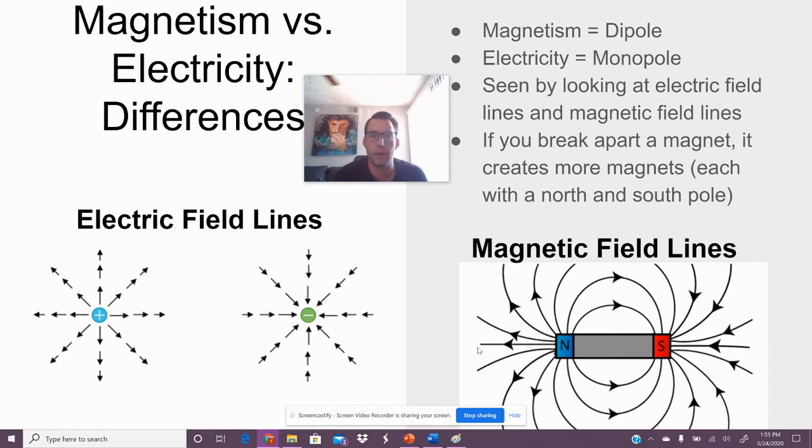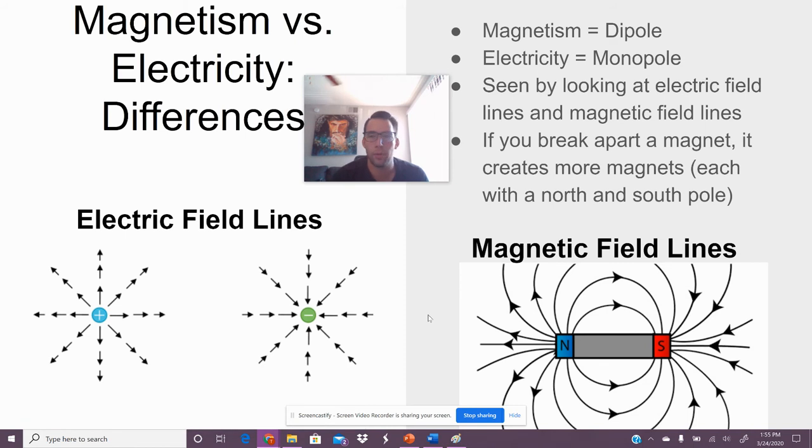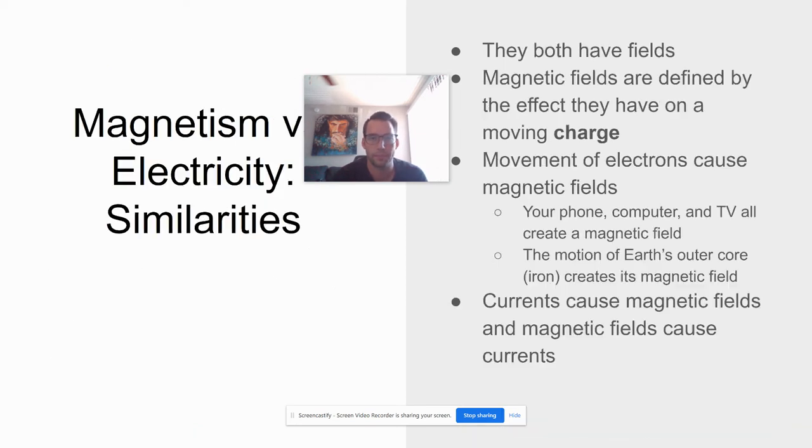Unlike electricity, where it's monopole, that means that I can have a single negative charge here. I don't have to have another positive charge. They can exist by themselves. In a magnet, they can't. Even if you broke a magnet in half, you'd still have two different magnets, both with each a north and a south pole. And you could just keep on doing that and you'd still have two or more magnets.